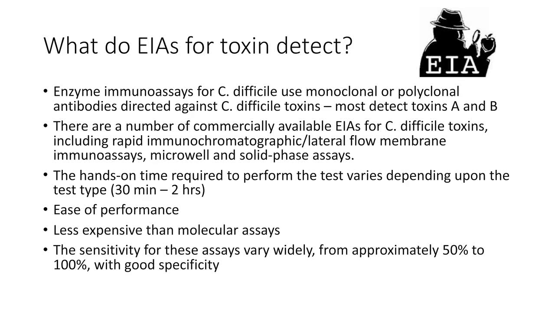What do EIAs for toxin actually detect? EIAs for C. difficile use monoclonal or polyclonal antibodies directed against C. difficile toxins. Most detect toxins A and B. There are a number of commercially available EIAs for C. difficile toxin detection. They include rapid immunochromatographic, lateral flow membrane immunoassays, microwell, and solid phase assays. The hands-on time required to perform the test varies depending upon the type of test. Their relative ease of performance. They are usually far less expensive than molecular assays. And the sensitivity for these assays varies widely from approximately 50% to 100% with good specificity.